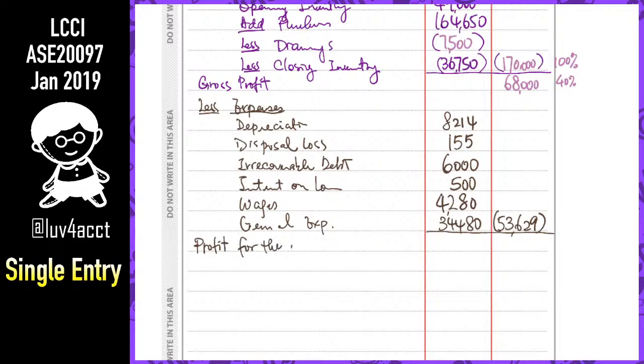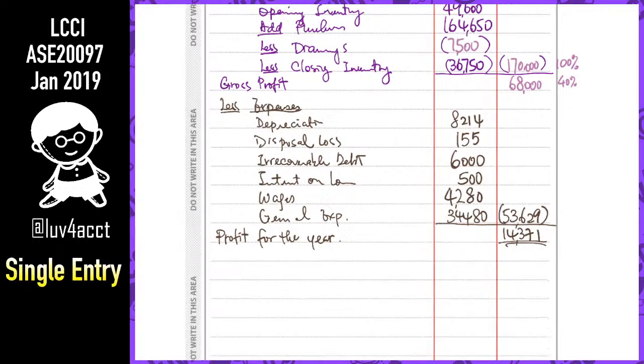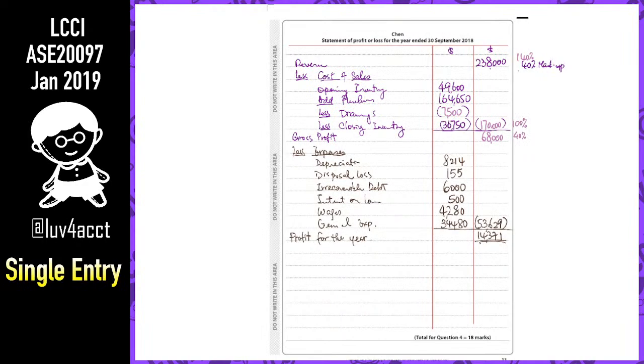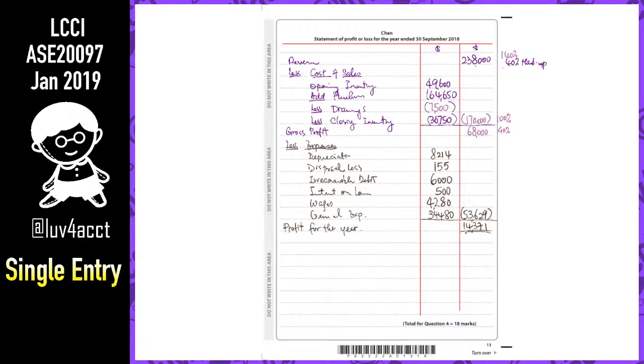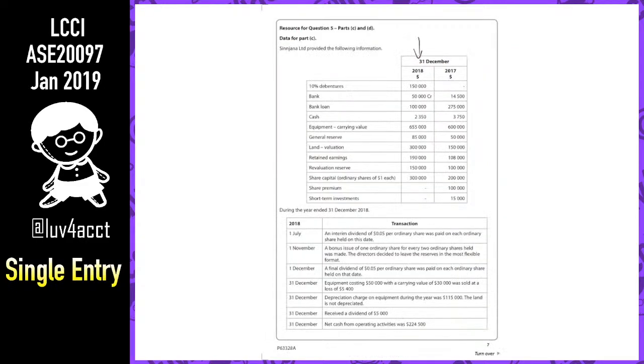So profit for the year, 143,71. Done. This is 15 marks. So we go to our next question. Statement of cash flows.